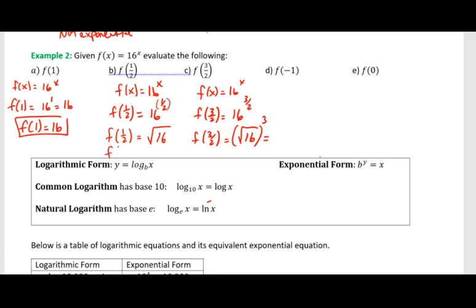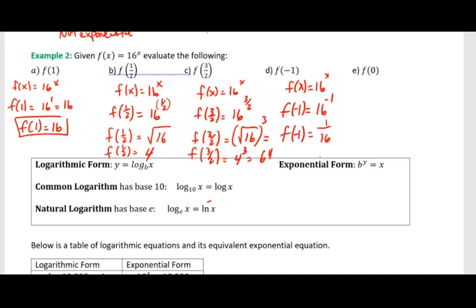So actually, let me come back over here and finish this problem. So the square root of 16 is 4. f of 3/2: the square root of 16 is 4. Cubed would be 64. So f of 3/2 is 64.